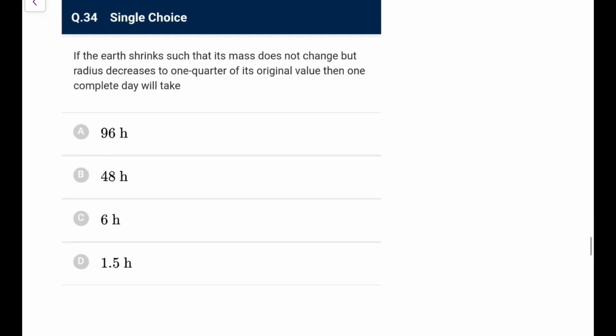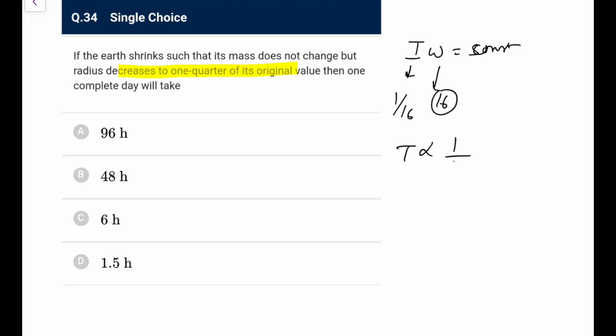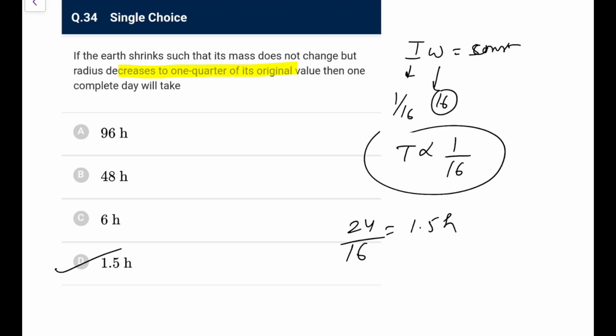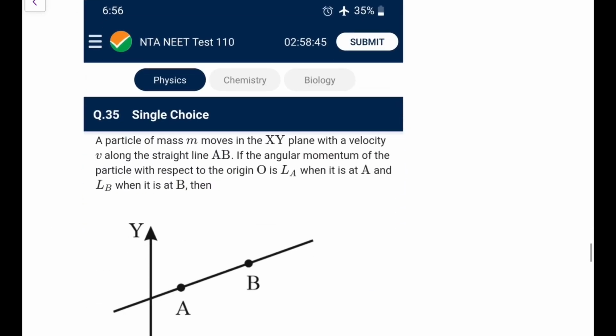Next one. If the earth shrinks such that its mass doesn't change but its radius decreases to 1/4 of its original value, then one complete day will take? The radius has become R by 4. We use conservation of angular momentum, so I omega will remain constant. I will become 1 by 16, so omega will become 16 times. So T will become 1 by 16 of 24 hours, that is 24 by 16. It will now take 1.5 hours, or 90 minutes.